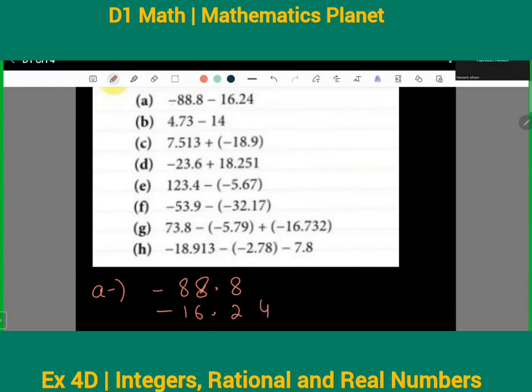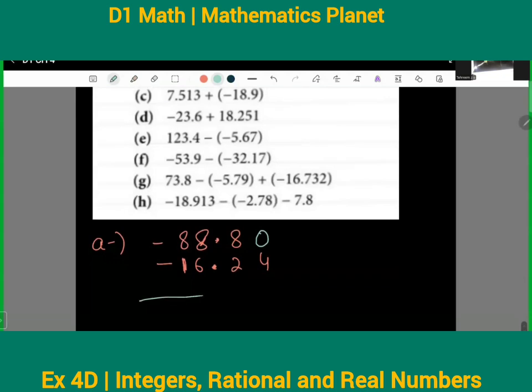So you have minus 88.8, you will put minus 88.8 here. But you have 16.24, so you will put 16.24 like this. You have to put decimal under decimal. So what are the remaining spaces? This space is remaining, so on the remaining space, we will put a 0. So first of all, we will put decimal under decimal. Then whatever the spaces are remaining, you will put 0. This is the first step. Miss, now what is the next step?